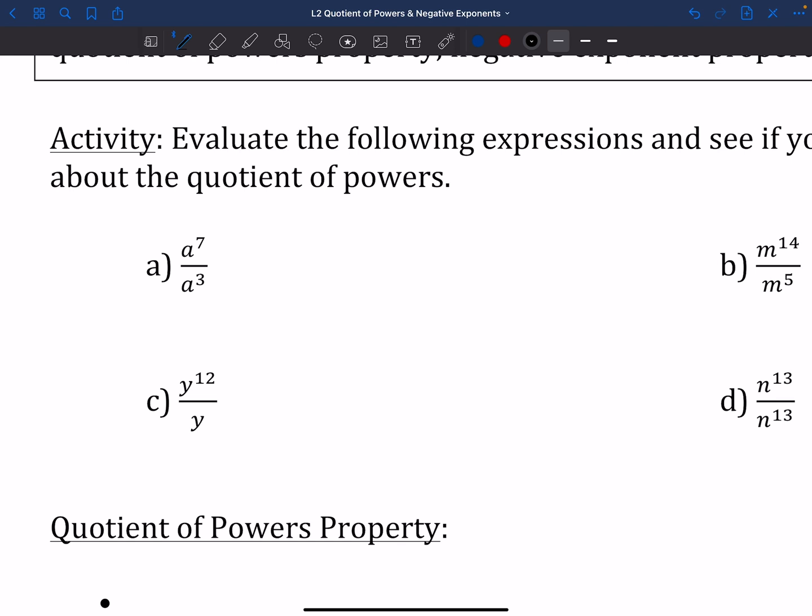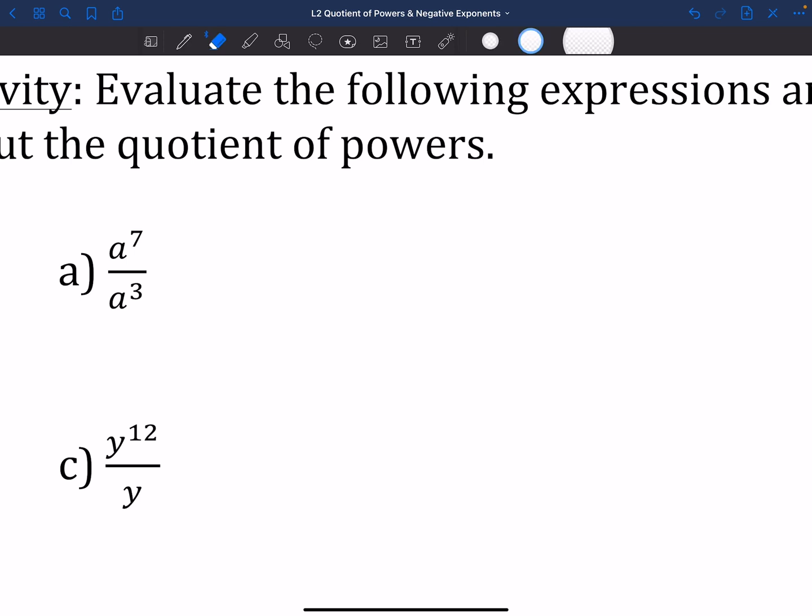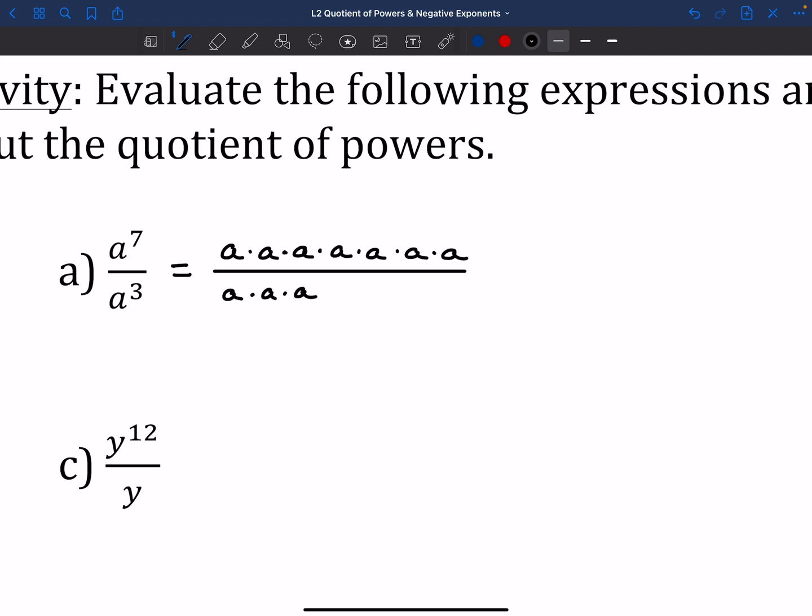If I have a to the 7th divided by a to the 3rd, let's think about what each one of those is. When I have a to the 7th power, that's just 7 a's all next to each other that are multiplying. Same thing for a to the 3rd, except there's just 3 of them. So I'm going to write this out as one big fraction. And up top, I know I have 7 a's all multiplying each other, so 1, 2, 3, 4, 5, 6, 7. A to the 3rd is just 3 a's, so a times a times a.